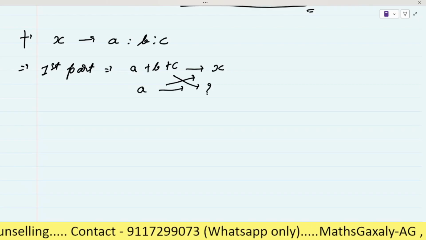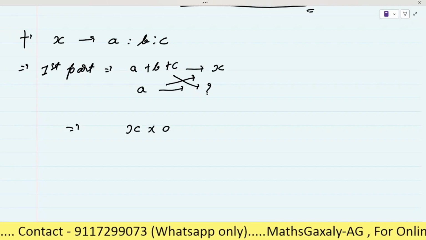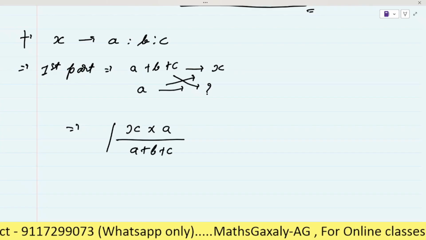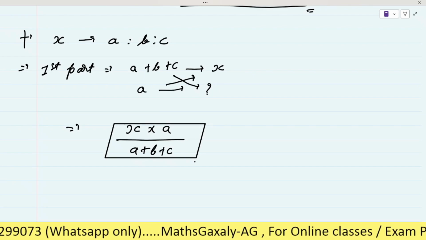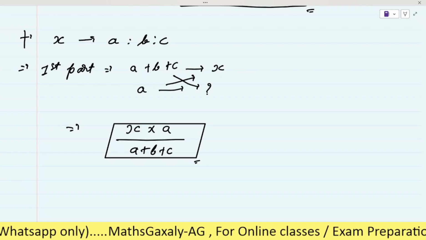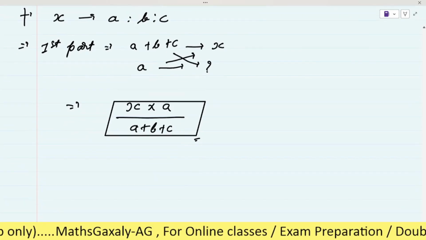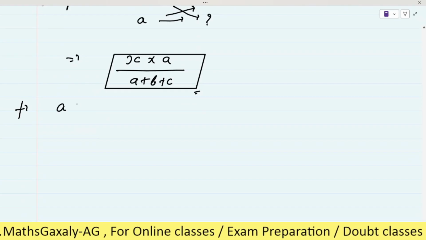Just we have to multiply it. Nothing more, just multiply. X into A divided by A plus B plus C. Like this we can find the first part. Similarly we can do it for the second one. When we do the questions, you can easily understand the concepts behind it. For the second part, you can do it similarly.